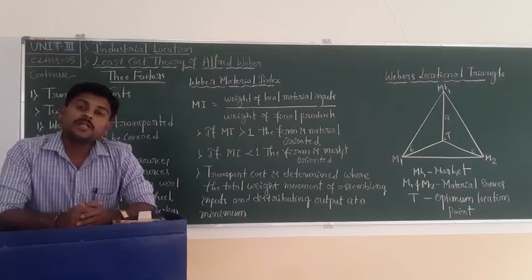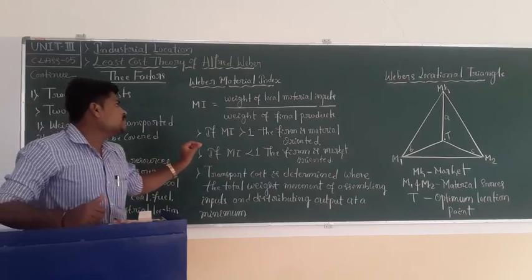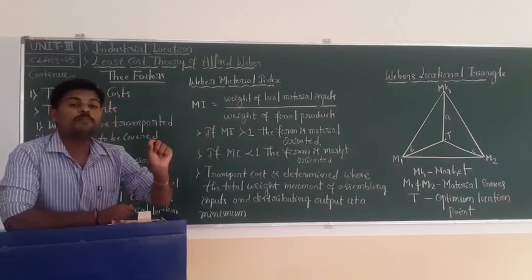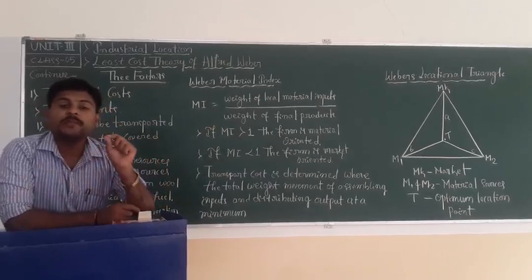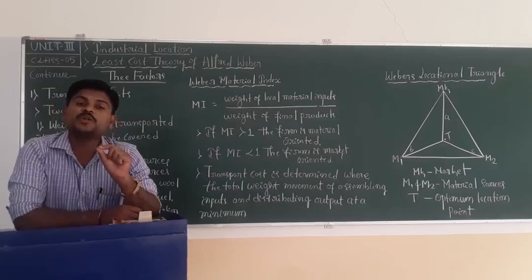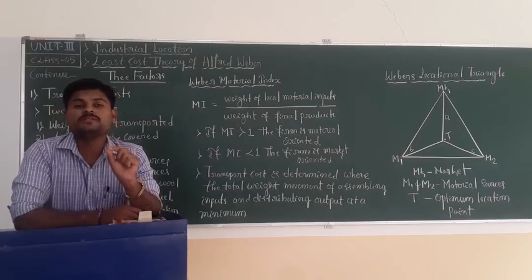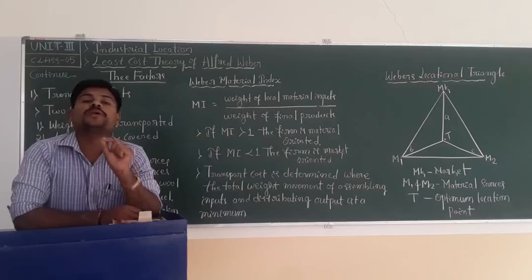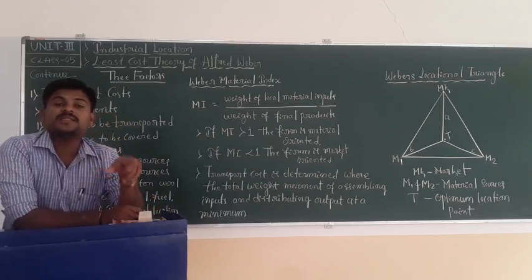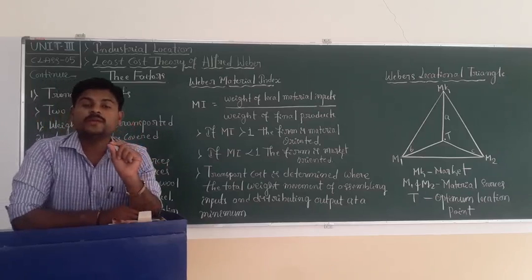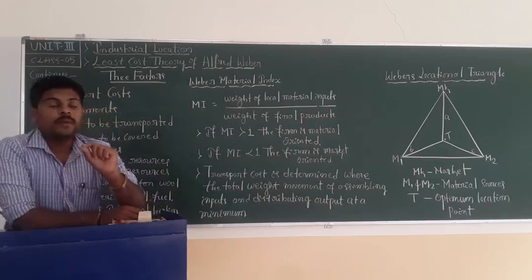of industrial location. And see, if the material index is more than 1, the firm is material oriented. See, MI is the material index according to Alfred Weber. If MI is greater than 1, the firm is a material oriented firm. If the material index is less than 1, the firm is market oriented.